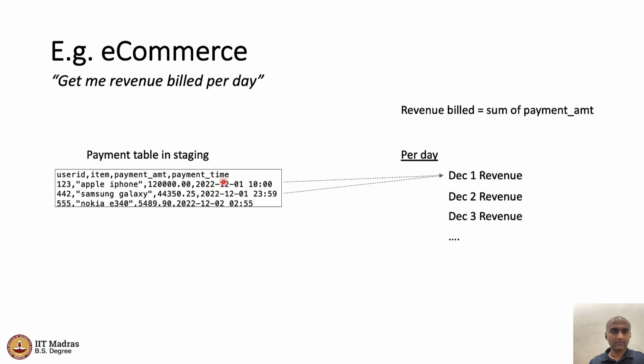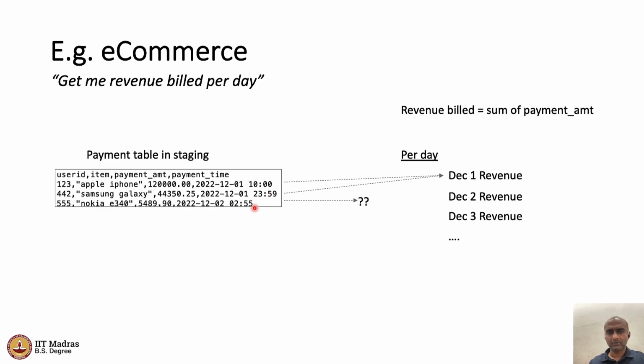Take a look at the first record, December 1st, 10 o'clock in the morning. Yes, it belongs to December 1 revenue. Take a look at the second record, 11:59. All is fair and square. It's still within the same day, logically, so it belongs to December 1st. What do you do about this third record? This happened early morning on the second, 2:55. So logically, or rather, strictly speaking, you could say this belongs to December 2nd.